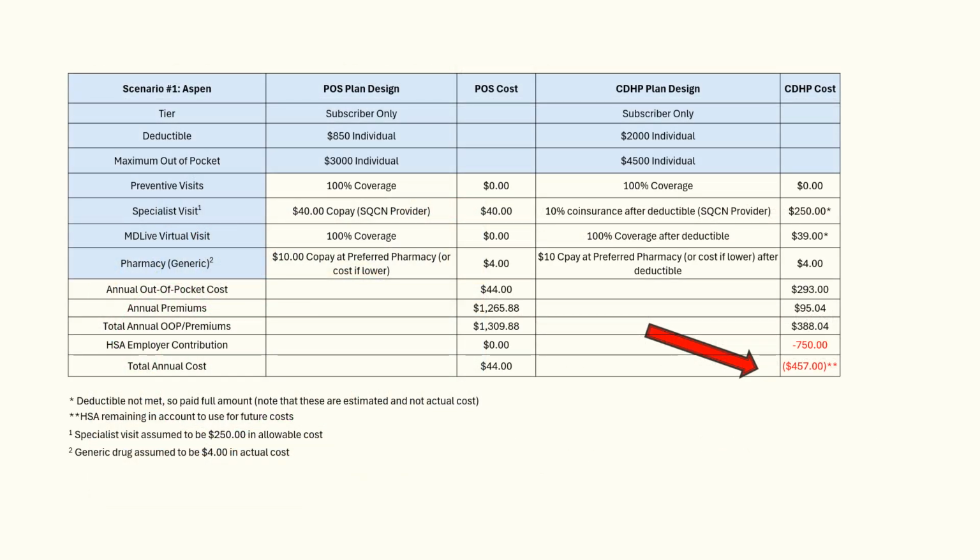Scenario 1 shows side-by-side comparison for both the POS and the CDHP. Both plans offer 100% coverage for preventative care. For the POS plan, the costs are actual charges. However, for the CDHP plan, assumptions have been made for the specialist visit and the generic medications. For this example, after calculating the annual premiums, the CDHP plan with the HSA is the best plan for Aspen.